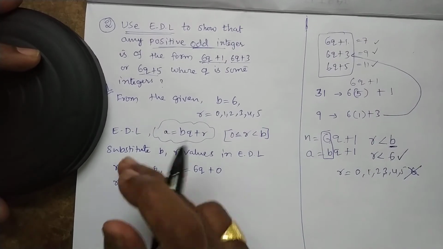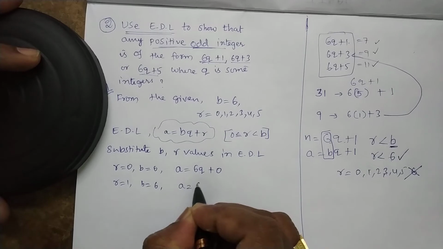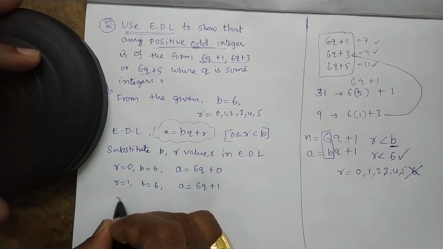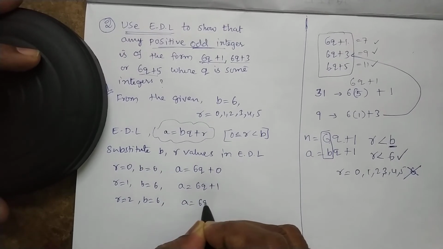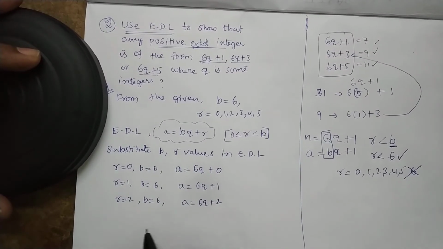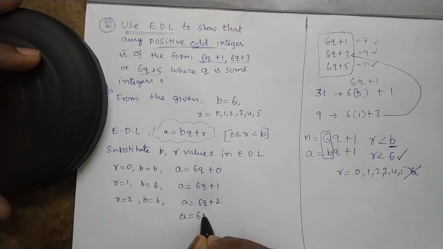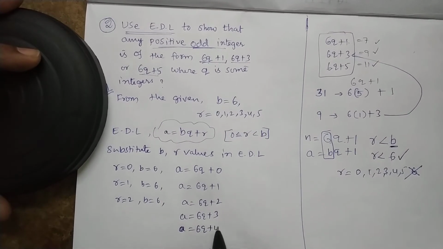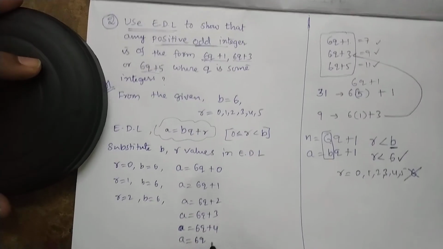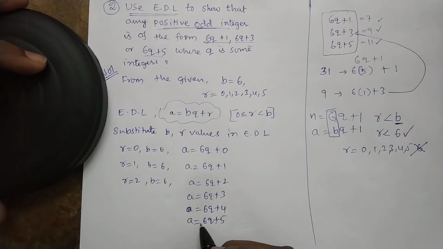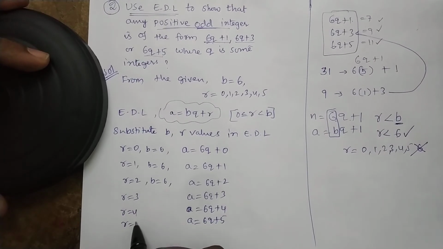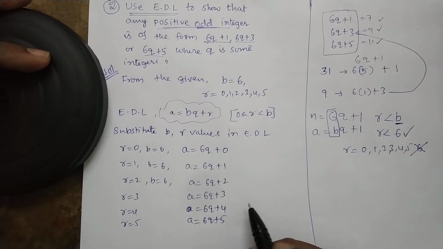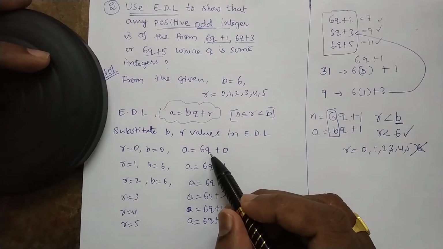B will not change, remainders will change. A is equal to 6q plus 1. Similarly, r is equal to 2, same b is equal to 6, a is equal to 6q plus 2. Similarly, as you keep on writing here, I am writing directly 6q plus 3, a is equal to 6q plus 4 and a is equal to 6q plus 5. So done. Okay, all the cases r is equal to 3, r is equal to 4, r is equal to 5. Now if you observe, q is equal to any positive integer.